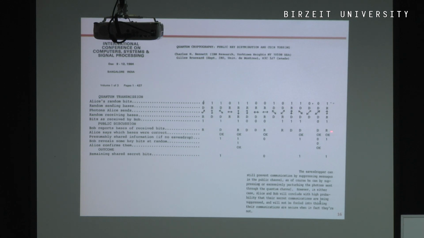her how he chose his bases. Alice tells him which of them were correct. When they were correct, he can now select the bits which they share. They both know that they have the same bit, or they at least should know about it. So this of course is the case if there is no eavesdropping.